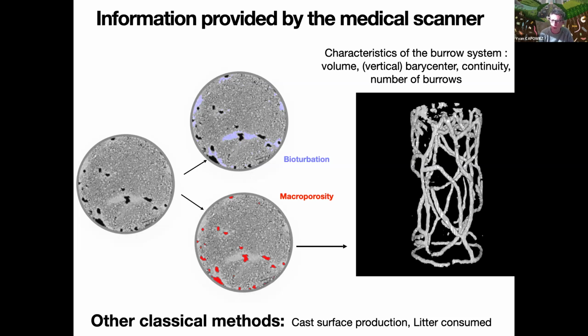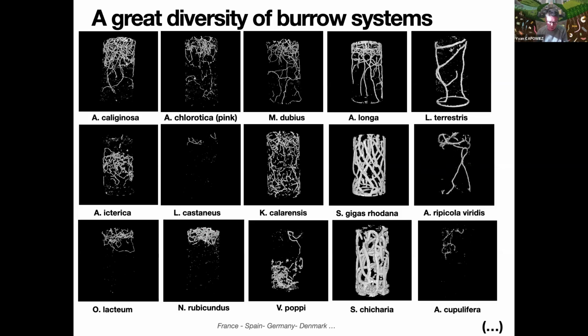And for the other method, it's quite simple. You can measure the quantity of casts, the deposit by the worms at the soil surface, and the quantity of litter that disappears after 1 month. It means you've got different parameters to follow what earthworms are doing. In this jar, I wanted to show you the great diversity of burrow systems we got after 1 month. Of course, these are only examples.